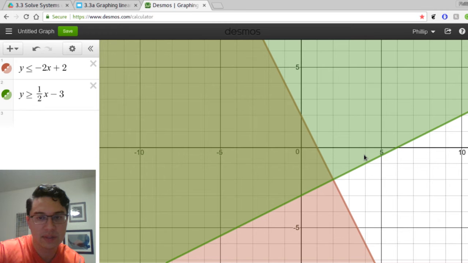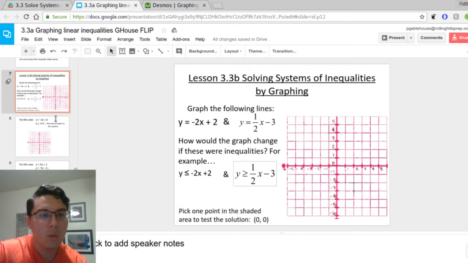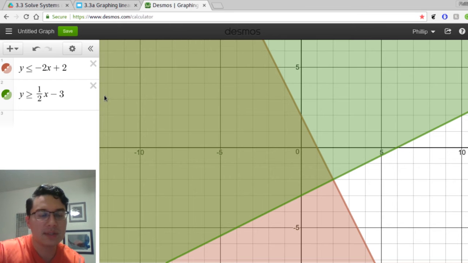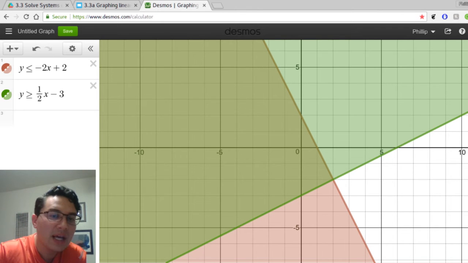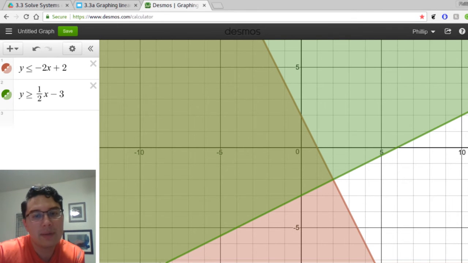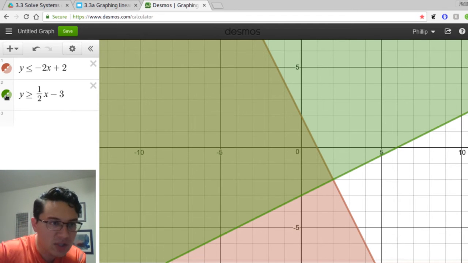Now I'm going to scoot this up just a tiny bit. What we are interested in when we're doing systems of inequalities is the overlap. So what region, when we shade this, is going to be shared by both inequalities. I'm going to change the color of this one just a little bit so it stands out easier.